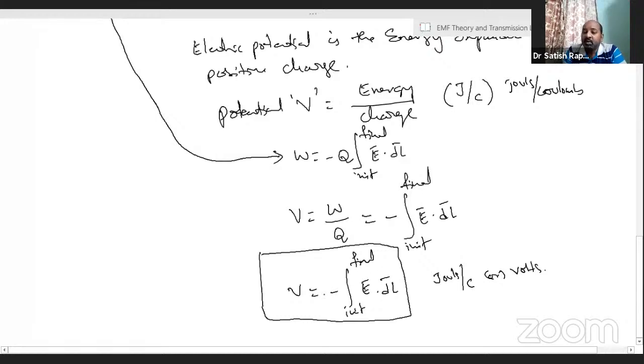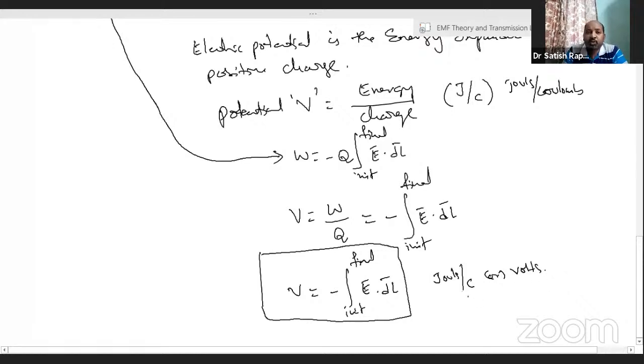And also the relationship between potential and electric field is this. So this is the relationship between electric field and potential. V is the potential and E is the electric field. So this is also the relationship between electric field and potential.